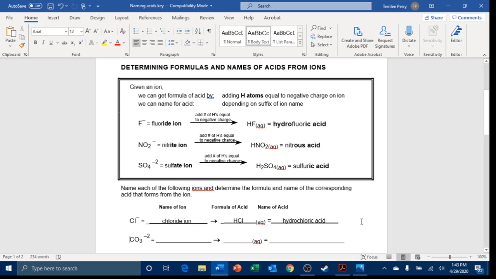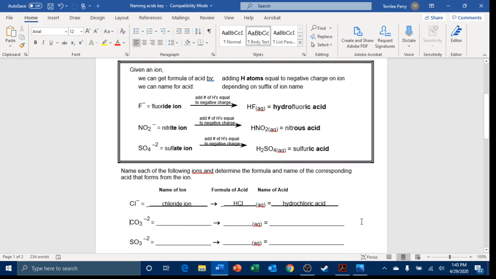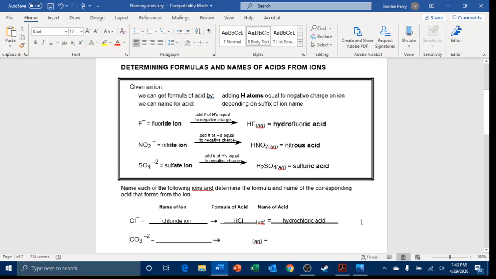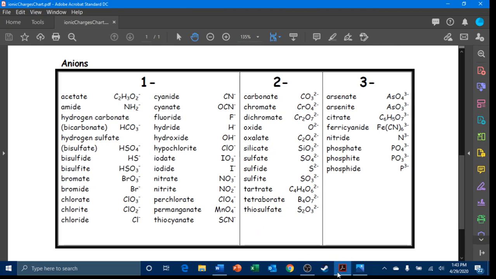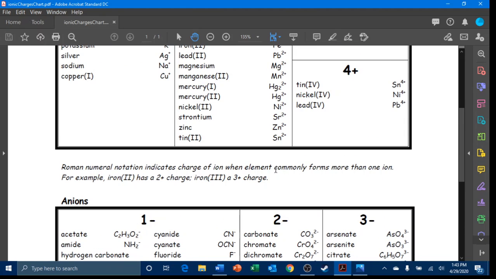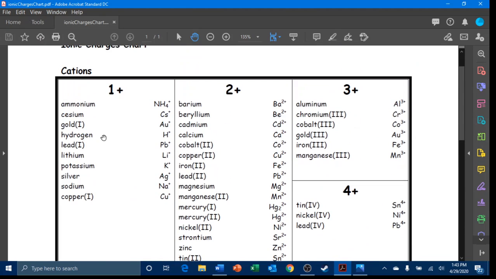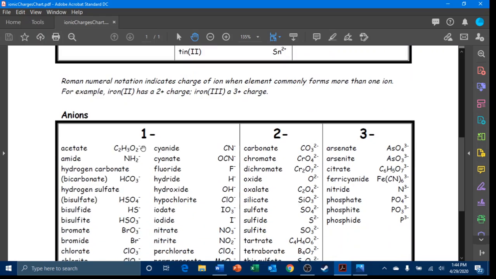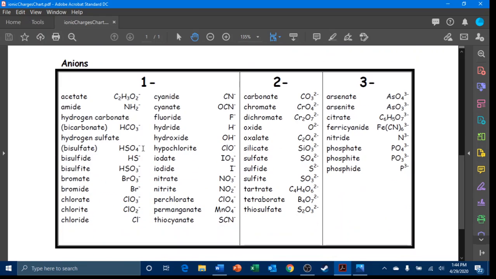I think part of the problem getting started on here, guys, was this is actually looking at the ions, and you're going to need your ion sheet for this. Let's see, there it is. Because the hydrogen is the cation for the acid. So you're looking for anions because you already have the cation. You're just looking for anions. All right, so this is what you're going to have to use for this first part.